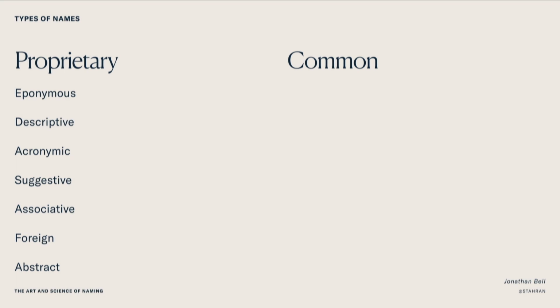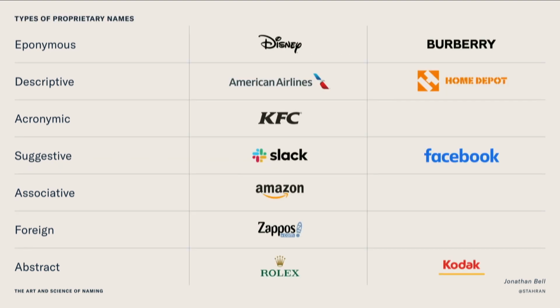Long story short, you have a lot of options, from the eponymous, which are named after their founders, like Disney and Burberry, down to the suggestive, which are based on real words or combinations of real words, all the way down to the abstract, which are solely based on phonetics. And the thing is, there are really pros and cons to all of these different types of names.